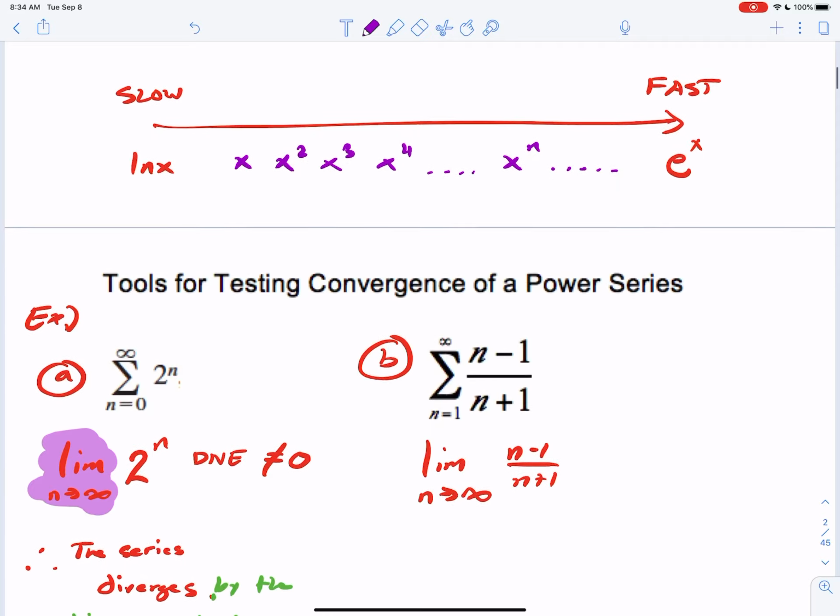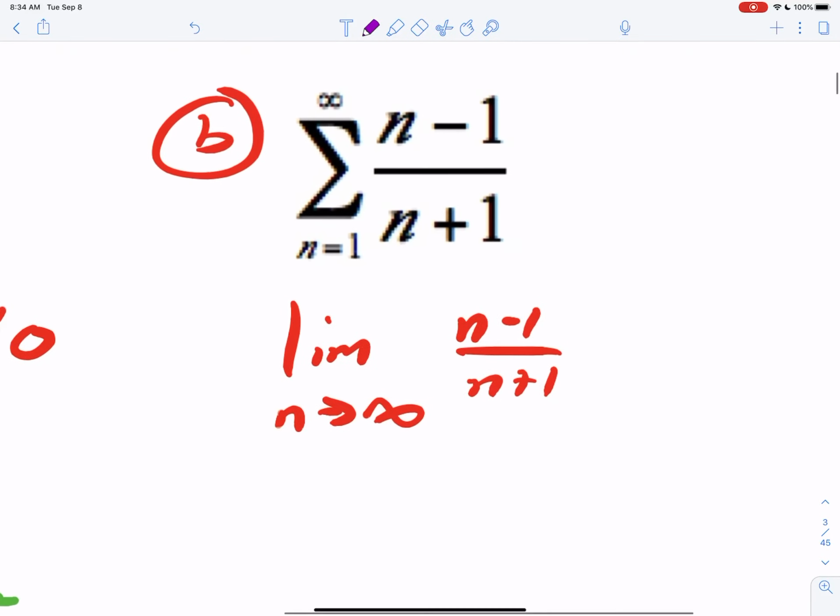So take a look here. Where is it getting larger faster? Press play when you're ready. It's getting larger faster.